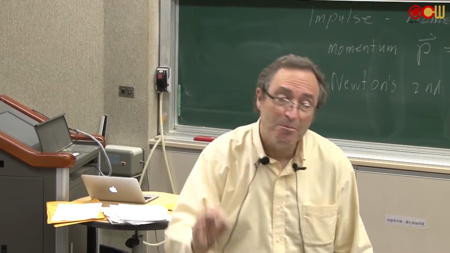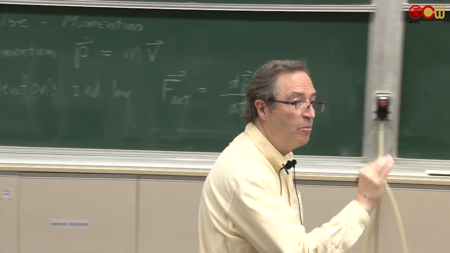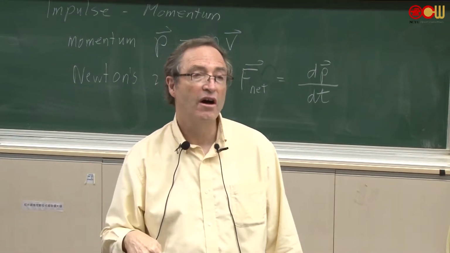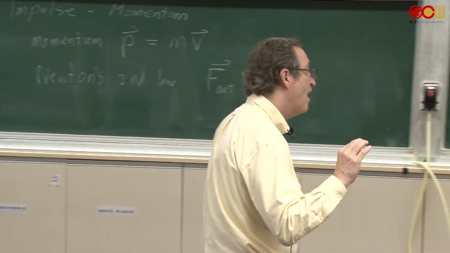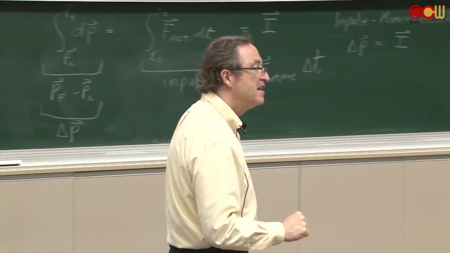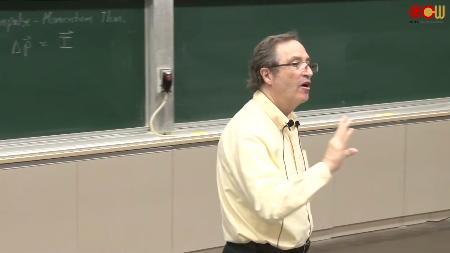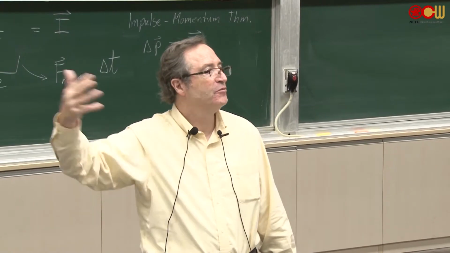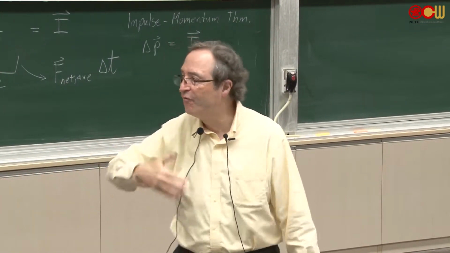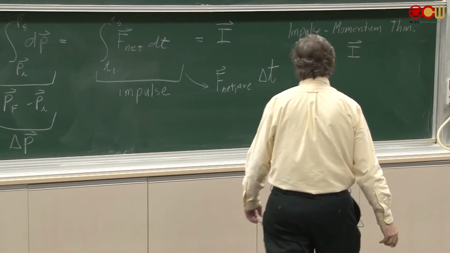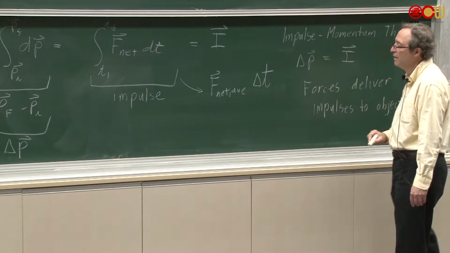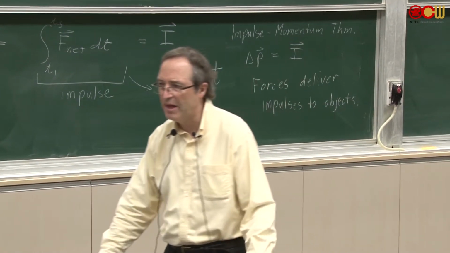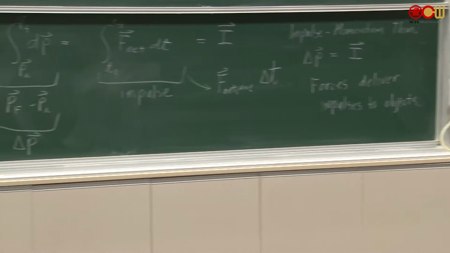So there was an impulse delivered to the ball. The impulse came from the wall, from the force of the wall on the ball. So another important way of thinking is that what forces are about is delivering impulses to objects. So forces deliver impulses to objects. Now, let's say there's only one force involved, just to make it a little simpler, in the interaction.